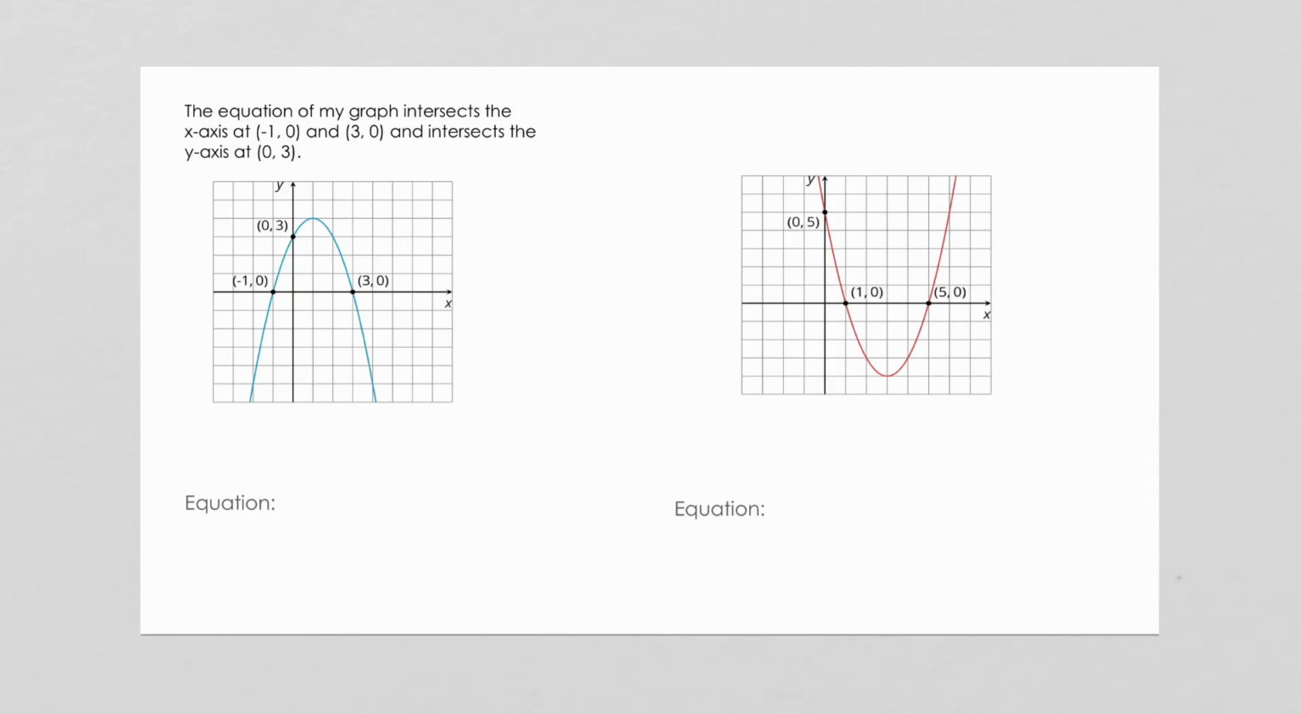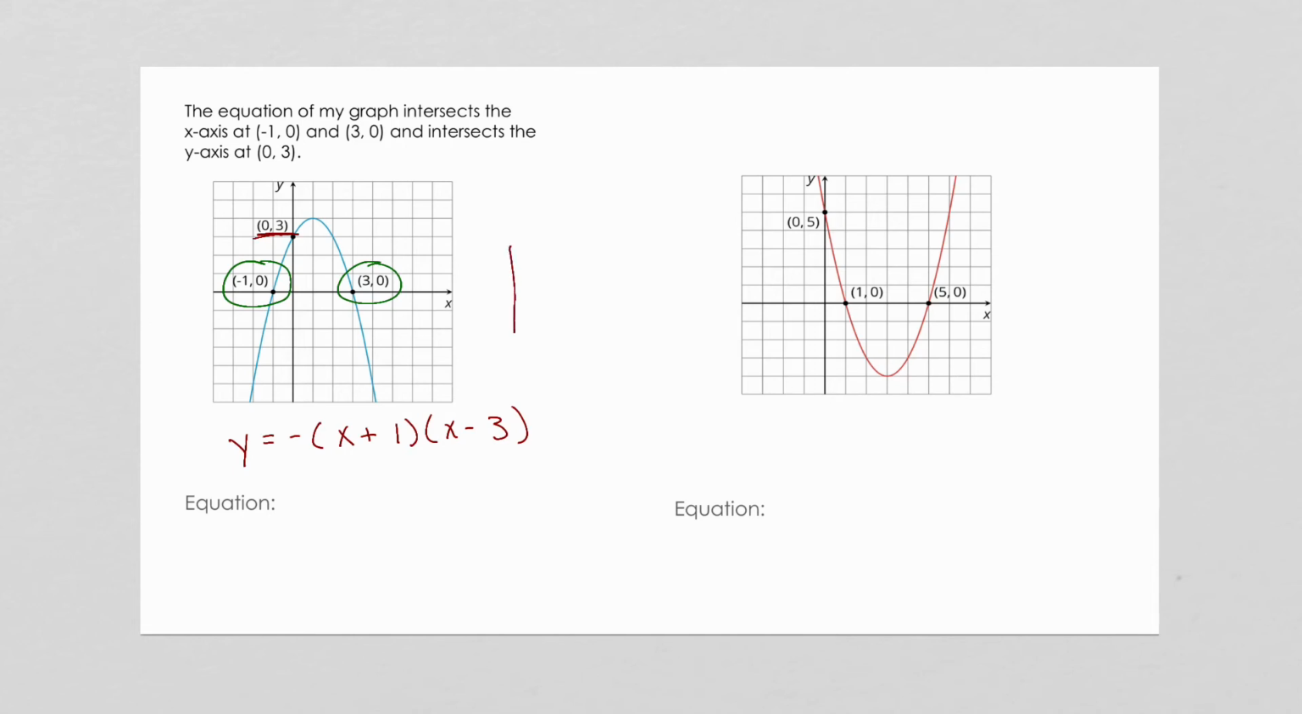Okay, here's another one that opens down, so we're not going to be fooled this time. We remember that our a value has to be negative. I'm going to choose to use intercept form this time. I have my x-intercepts. So let's see, what if I wrote it like this? y equals negative (x plus 1) times (x minus 3). That works as far as my x-intercepts go, but I have my y-intercept right here. I need to make sure that works as well.